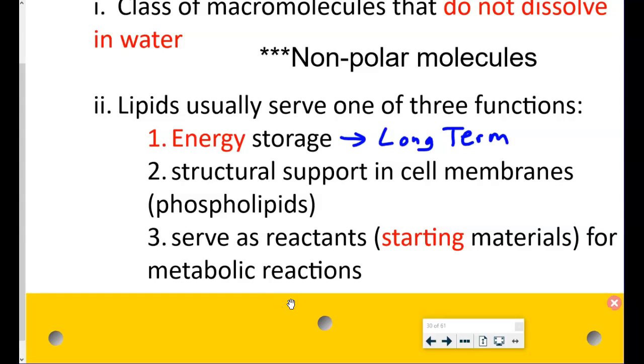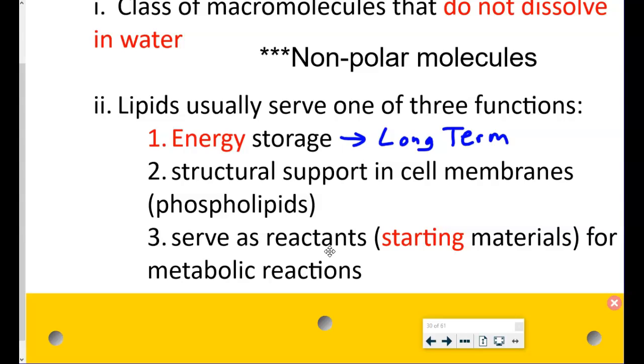The third thing they do, lipids serve as reactants. Reactants are a chemistry term. These are the chemicals you start with at the beginning of a chemical reaction, and then they turn into products at the end, which is something new. So a lot of chemical reactions in your body start with lipids to make different substances that you need.